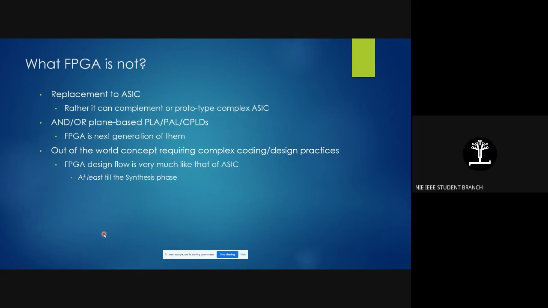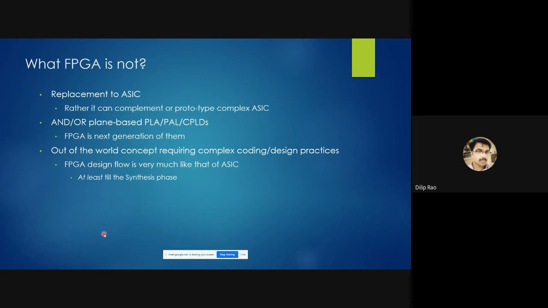Okay, thanks. So, what an FPGA is not. On the previous slide we were discussing what an FPGA is intended to be. Here we are saying what an FPGA is not intended to be. The FPGA is not intended to be a replacement for an ASIC or an SoC. That is not the intention. Neither can it be, because of the inherent limitations that I was speaking about.